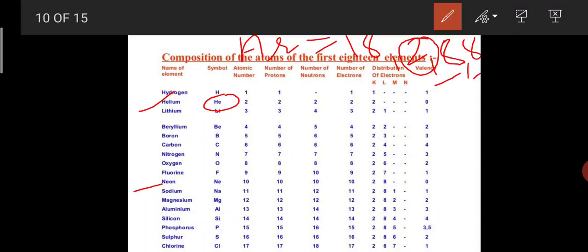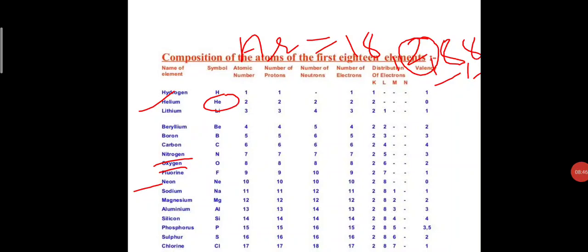And student, when the atom of an element has less than 8 electrons, there are many examples, like beryllium, nitrogen, oxygen, fluorine, sodium also. If an atom of an element has less than 8 electrons in its outermost shell, this element will be reactive. The exception is helium, which has 2 electrons in its only shell, but it is unreactive. I hope you understand, students, this composition of the atoms of the first 18 elements.